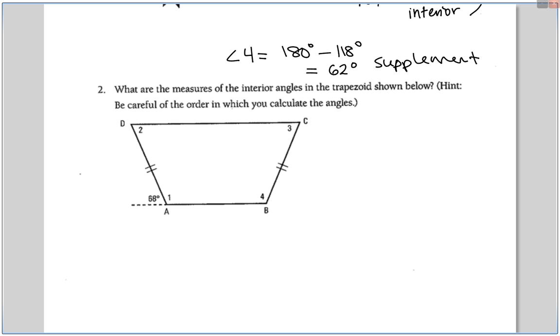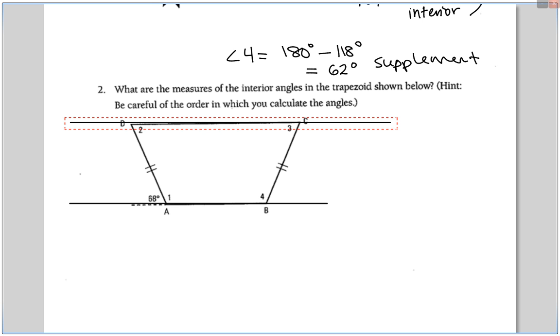Alright, so what are the measures of the interior angles in the trapezoid shown below? Hint, be careful of the order in which you calculate the angles. Trapezoids have a set of parallel lines, and I like to draw in the line. Let me start from here. I like to extend my parallel lines. It sort of helps me see what's happening. That way I can even extend my transversals. I'll change color for the transversals.